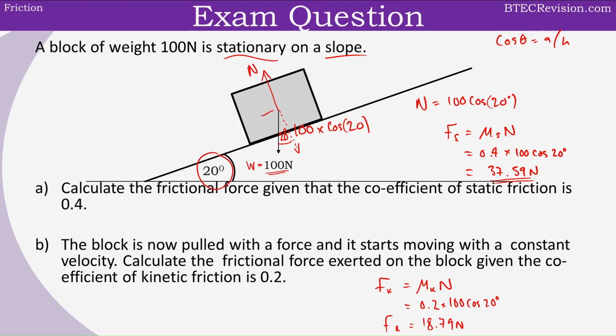If we have a force going down along the slope, that must be equal to the force going up along the slope if this object is either stationary or moving with constant velocity. So that means that the frictional force is 18.79, which is equal to the force pulling this object down. So that's just some extra piece of information to note here.